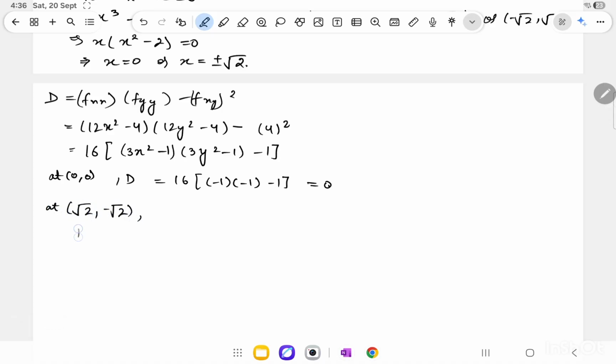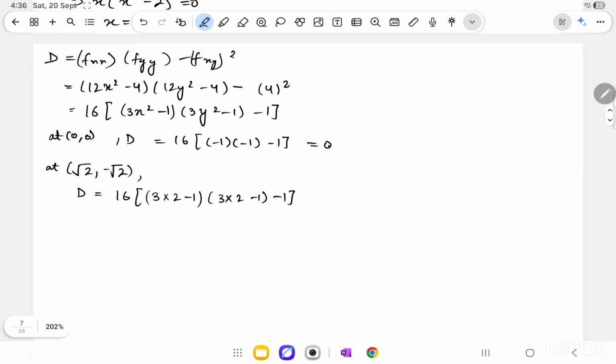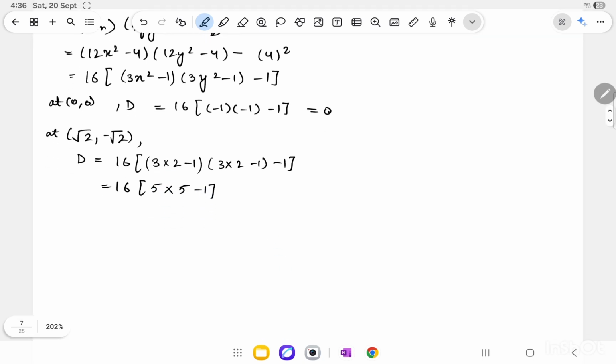So there D will be 16 into (3 into 2 minus 1) and (3 into 2 minus 1) minus 1. So that is basically 16 into (6 minus 1), that is 5 into (6 minus 1), 5 into 5 minus 1, 25 minus 1, that is 24. 16 into 24, and that is greater than 0. So it has an extrema point here.